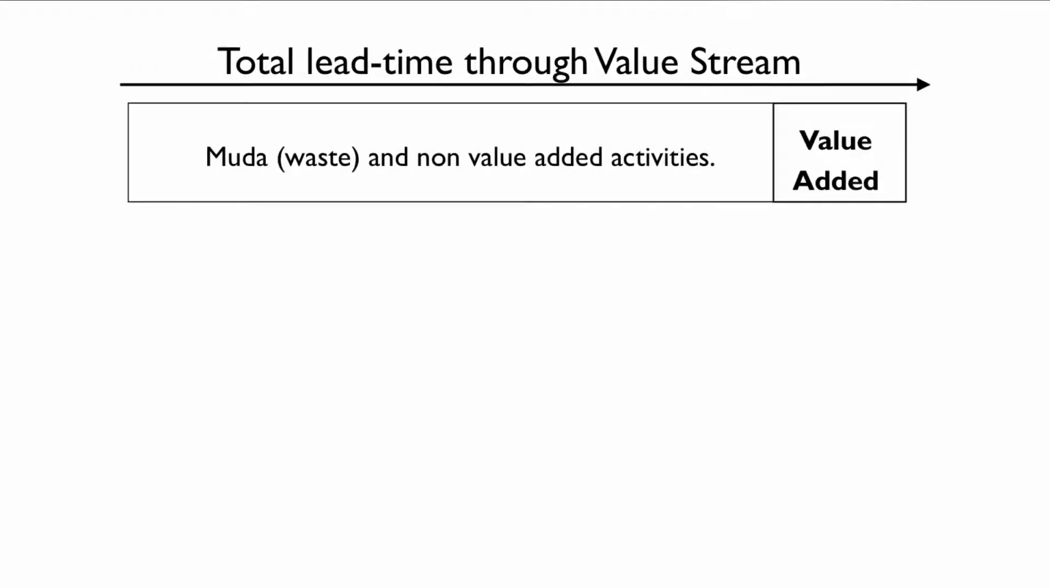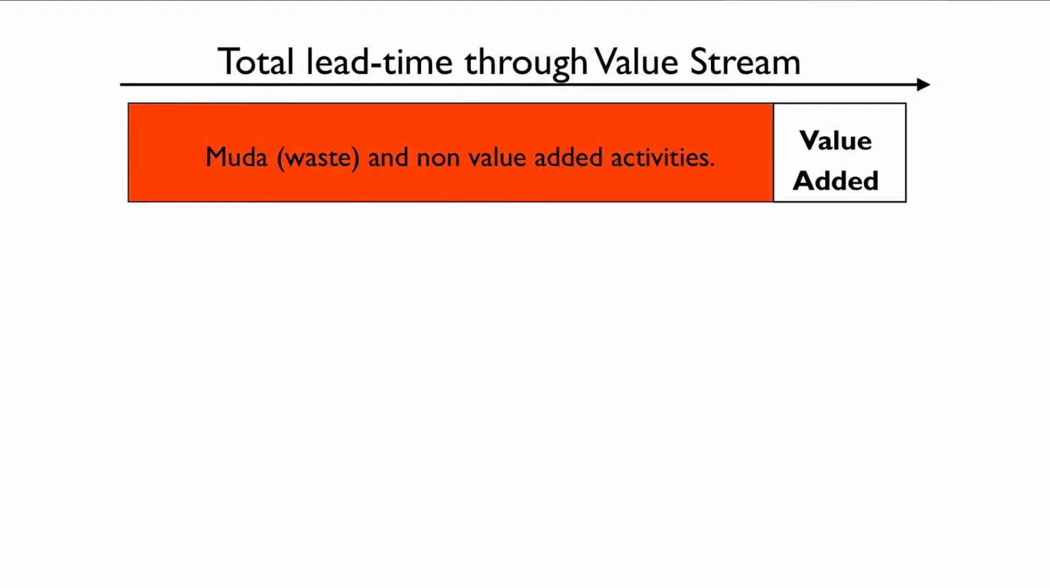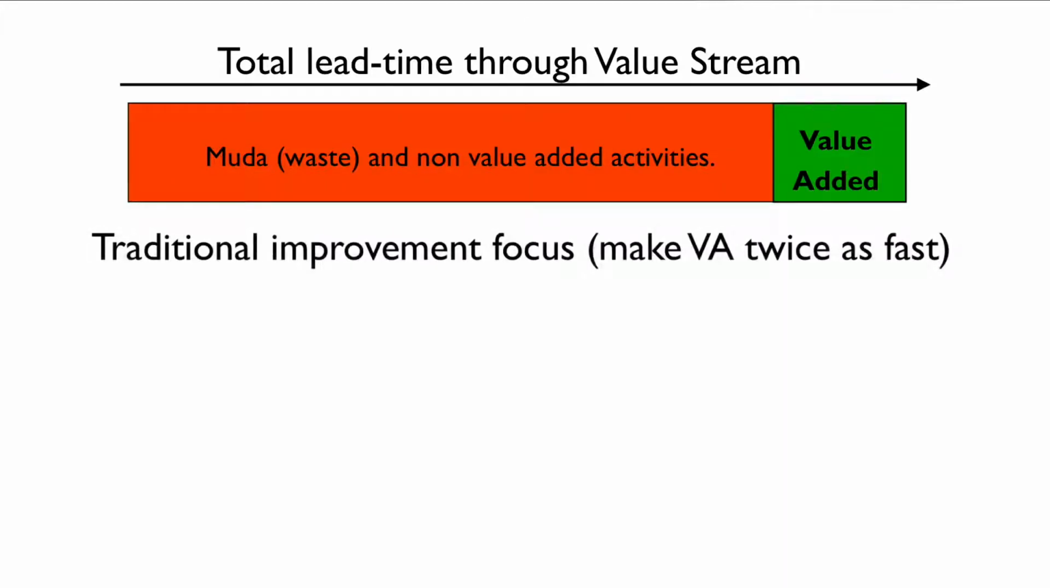Now, when we look at any process, we typically find a large amount of non-value-added activity or waste. Now, the Japanese word for waste is muda, and as it relates to the overall lead time of a product, we normally find that this muda takes up an enormous amount of time. Oddly enough, the value-added time, or the time our customer is actually willing to pay us for, is usually very small.